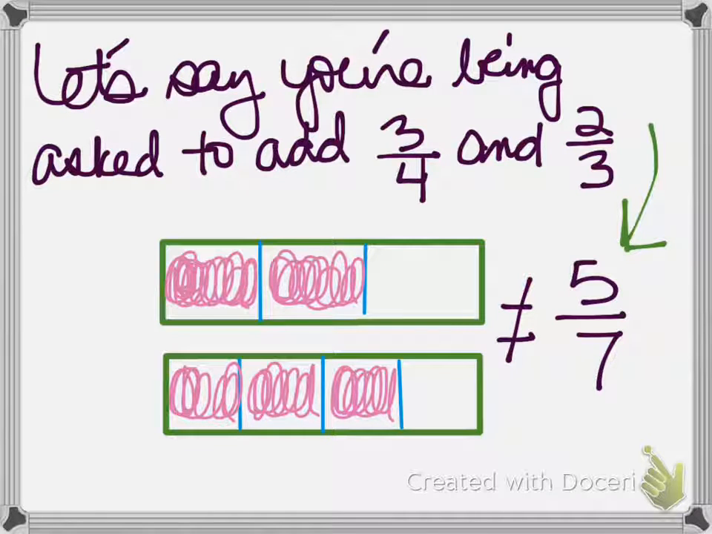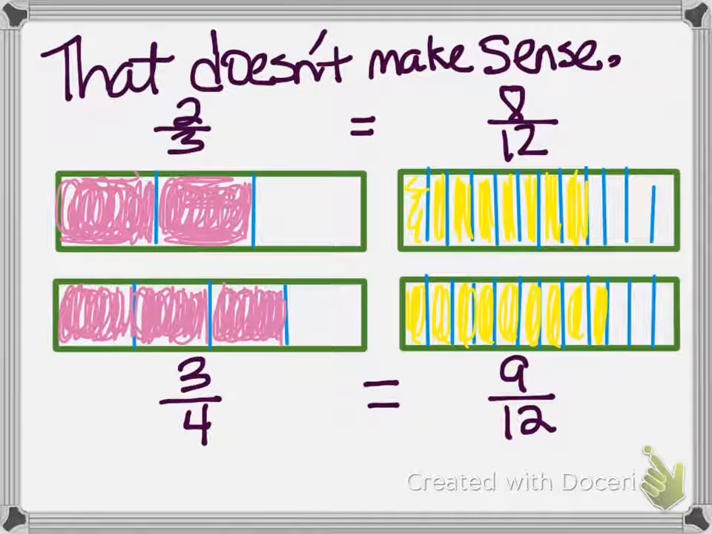But if you put the shaded parts of both of these fraction bars together, you can see that you're not going to have 5/7 of a fraction. The numbers would match, but the quantity would not. And that's a big difference. What you have to do is convert 2/3 and 3/4 into numbers that are proportional.